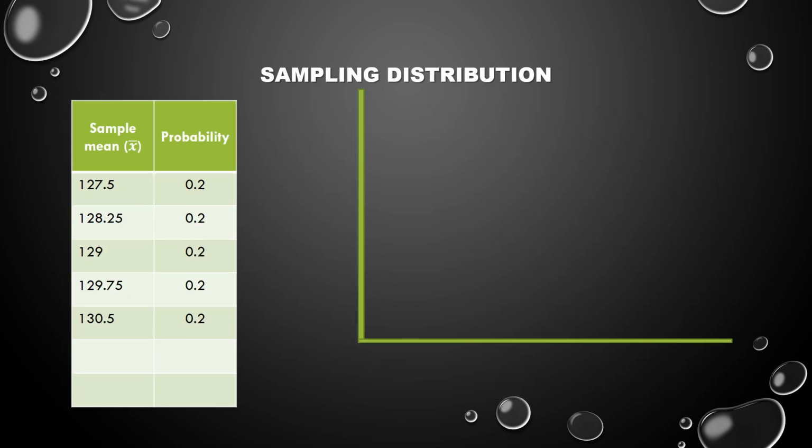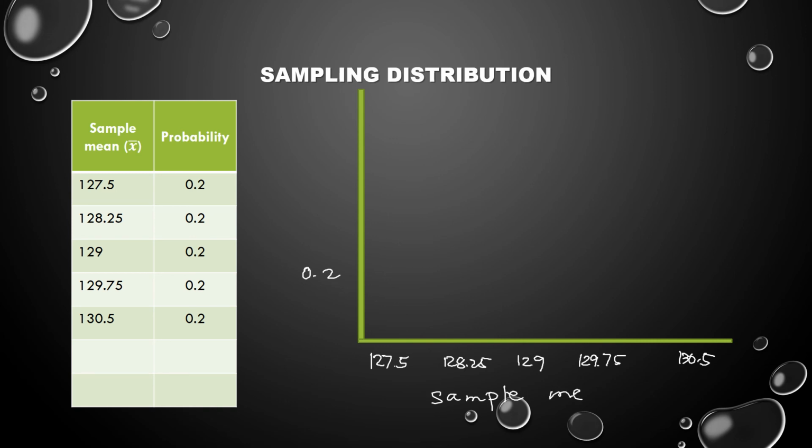So let's now move on to drawing our histogram. Now, if your teacher doesn't require you to draw your histogram, then that's okay. That's really fine. But if your teacher is requiring you to draw your histogram, then you might as well draw it. So this might be our 0.2, and we have our sample mean on the horizontal axis. We have 127.5, 128.25, 129, 129.75, and 130.5. This is our sample mean.